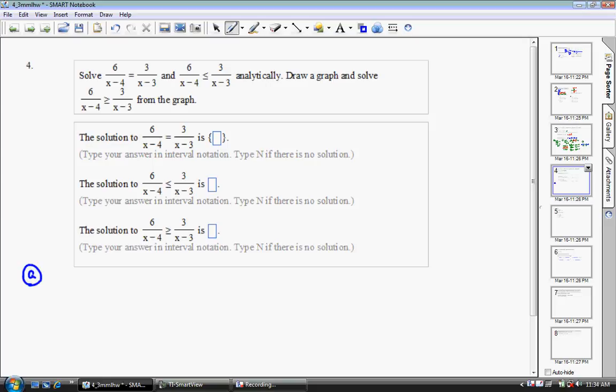So for part A, if I want to find out where that equation is solved, I can cross multiply to get 6x minus 18 is equal to 3x minus 12. So if we subtract 3x, we would get 3x. If we add 18 to negative 12, we get 6. So our solution is at 2.